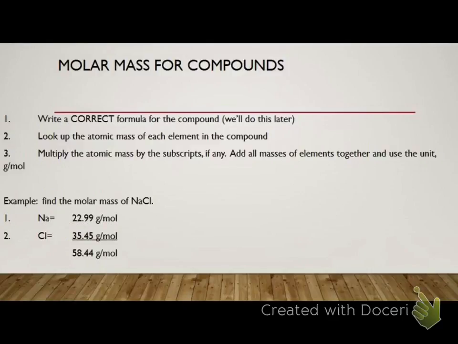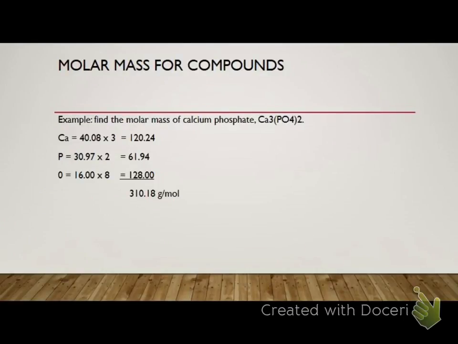So in this case, I have sodium chloride. Sodium is 22.99. Chlorine is 35.45. Add them together, and your molar mass for sodium chloride is 58.44. So let's do 2 together before I turn you loose. Calcium phosphate is another example. They should be written as subscripts, and I don't know why they're not. Typo.